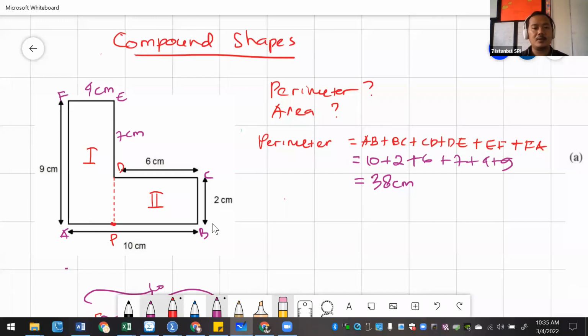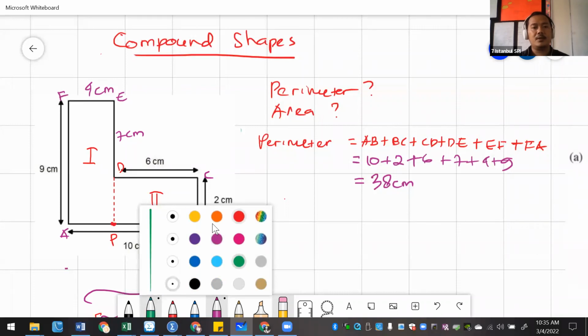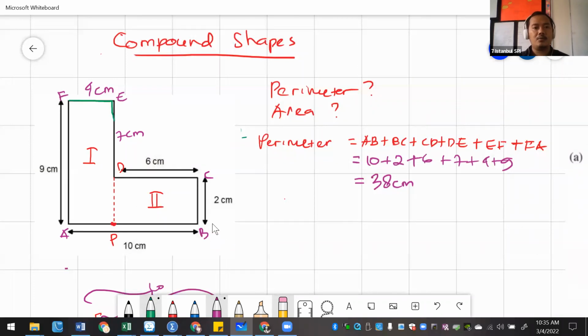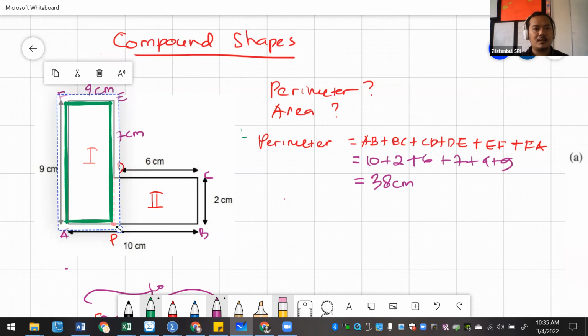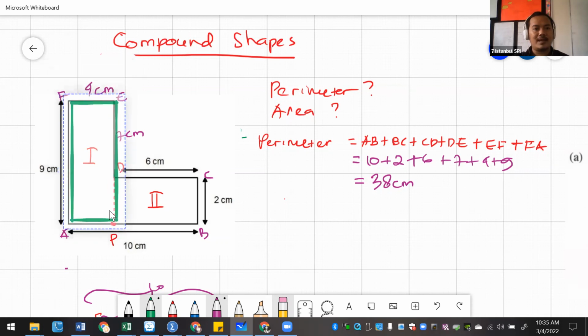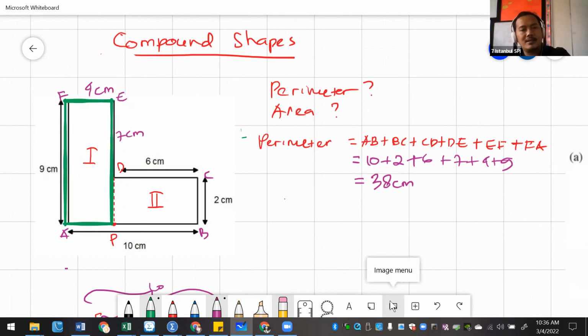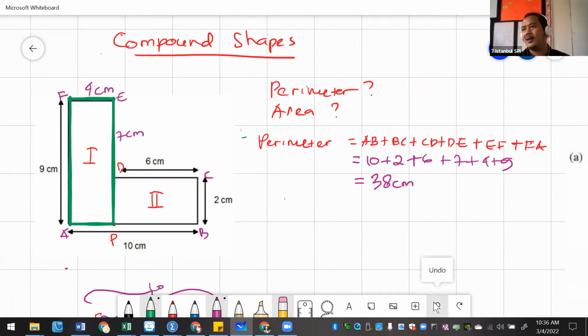I'm gonna use another color to make it clear to you guys. So this is a rectangle. Hopefully it will be okay. Sorry, maybe it's a bit too big, it should go up a little. I'll make another one here. So here we go. That is shape number one, right?